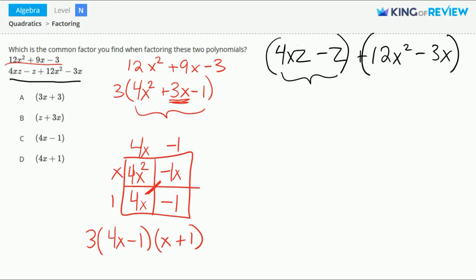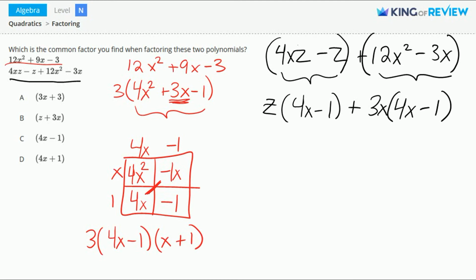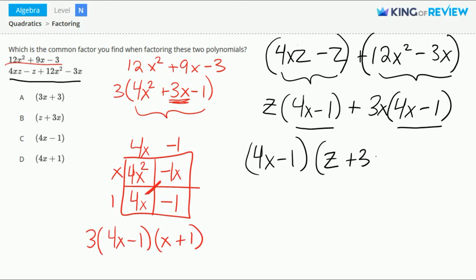Let's start by factoring this one. We can factor out a z, so this gives us z times (4x minus 1) plus, and now let's factor this one. We can factor out a 3x, so this gives us 3x times (4x minus 1). And you see here we have a 4x minus 1 term in the first group and a 4x minus 1 term in the second group. So this means that we can factor out a 4x minus 1. So this gives us (4x minus 1) times (z plus 3x).